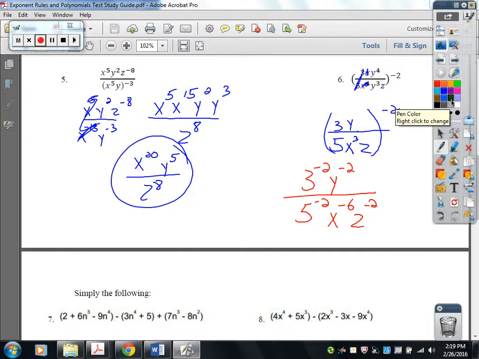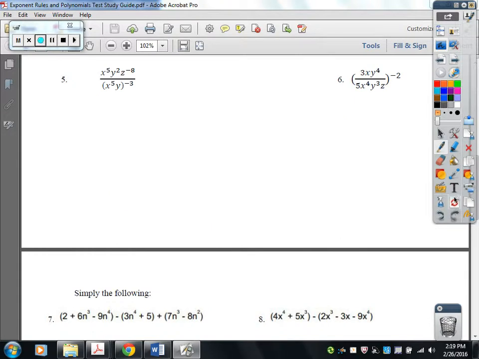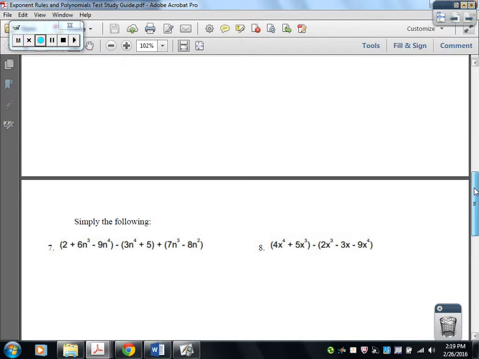All of these things have negative exponents, so they're all going to move. So this becomes 5 squared, x to the 6th, z to the 2nd, over 3 squared, y squared. 5 squared is 25. 3 squared is 9. So there's your answer. There's nothing more to do. Alright.